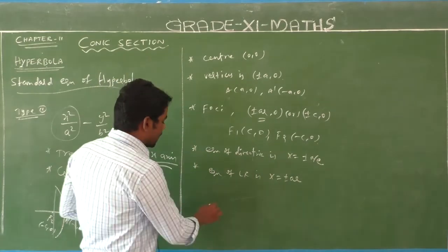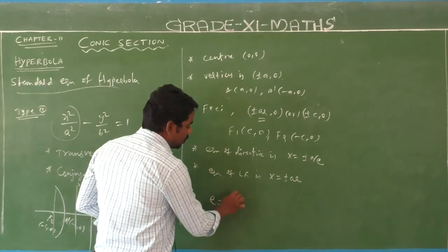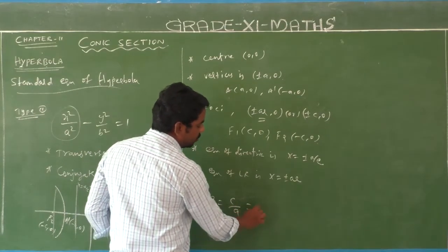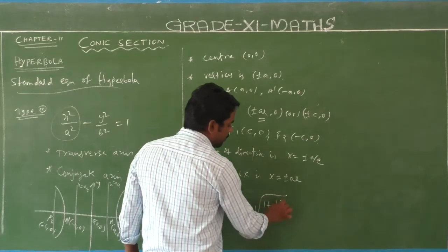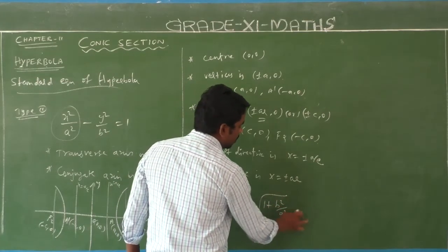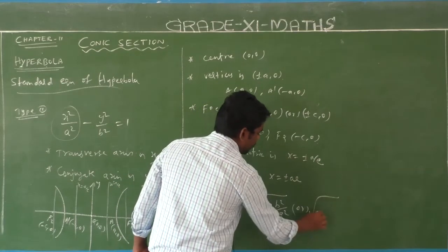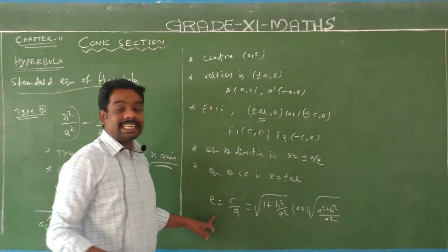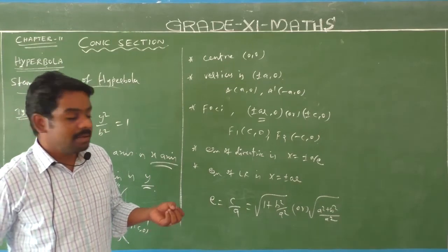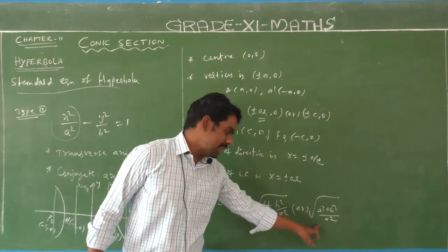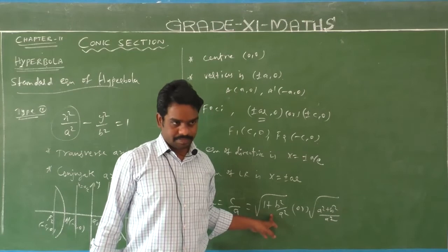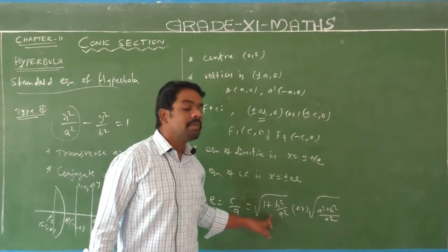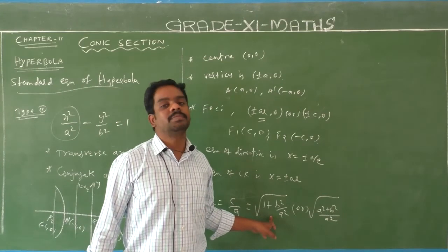And also the eccentricity value is c by a. C by a is equal to root of 1 plus b squared by a squared, or root of a squared plus b squared by a squared. This is the eccentricity of the hyperbola. But the eccentricity of the ellipse is root of 1 minus b squared by a squared.